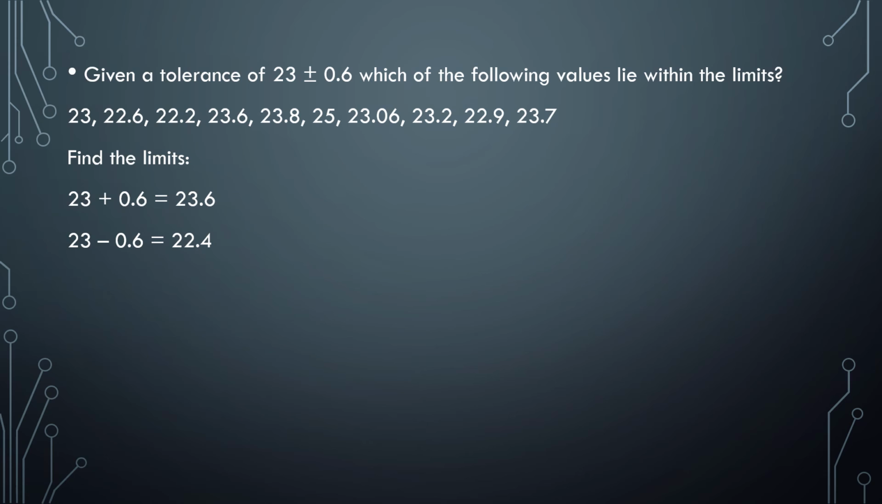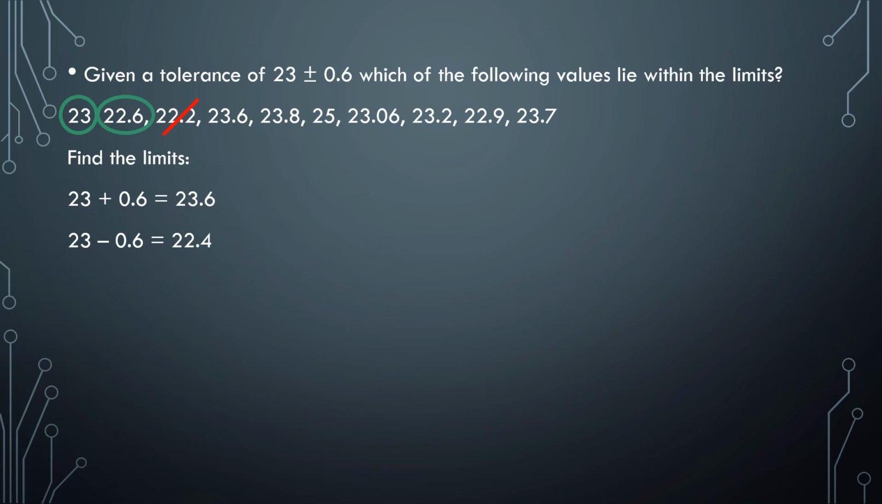And now all I'm going to do is work my way down the list and see, do each of the numbers lie within that range. So does 23? Yes, it does. So we can keep 23. Does 22.6 come between those numbers? Yes, it does. What about 22.2? Well, 22.2 is less than 22.4, so we don't want that one. That one doesn't lie there.